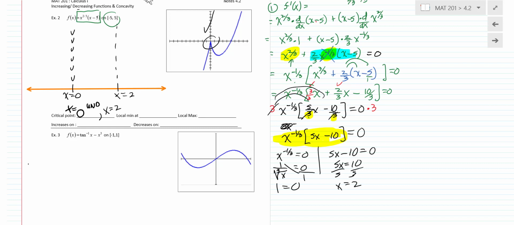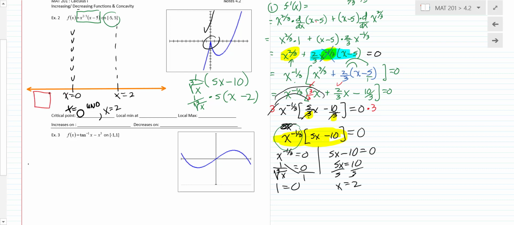Let's actually write this as 1 over the cube root of x. And then let's write this as just 5x minus 10. Okay, you could even do this if you wanted to. You don't have to, though. But you could factor a 5 out of that, so you'd have x minus 2. Okay, like that. Then if you do your test points, it's going to kind of go like this.